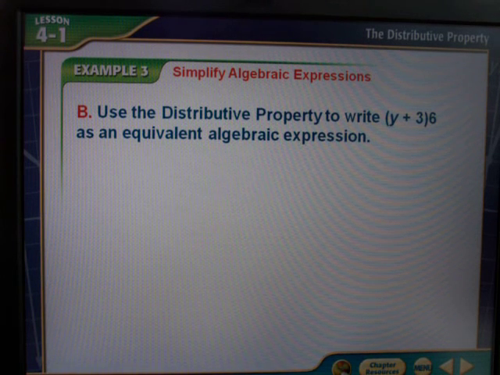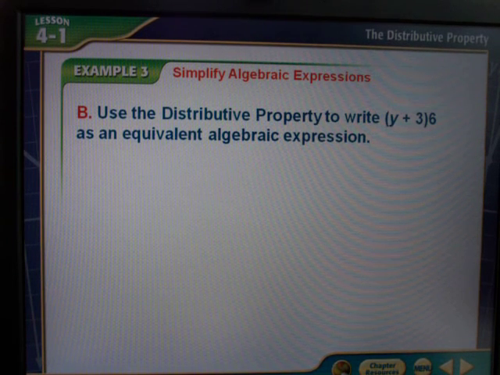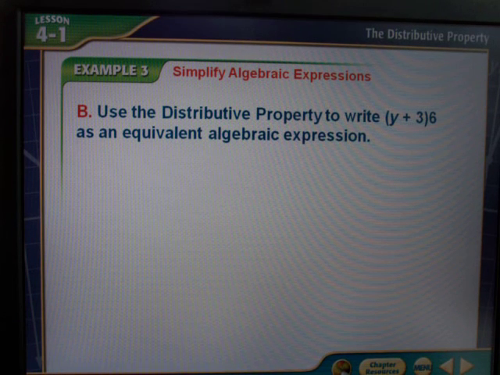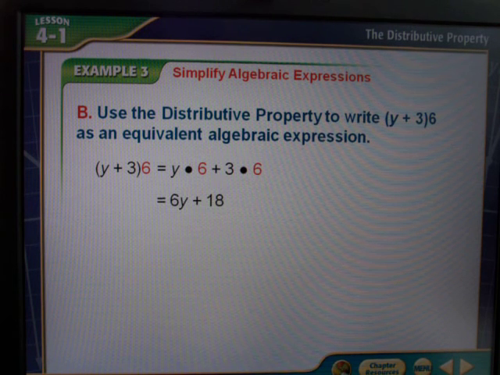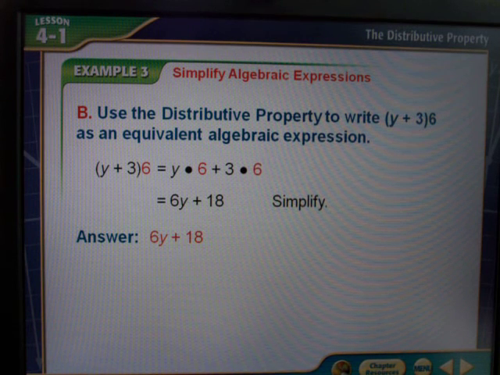So now we're going to do the same thing here. We're going to use the distributive property to write the quantity y plus 3 times 6 as an equivalent algebraic expression. So we're going to take 6 times y and 3 times 6. Add them together, we get 6y plus 18. And that is our answer.